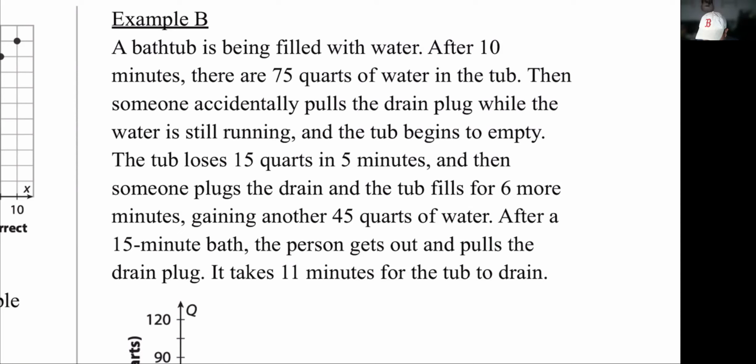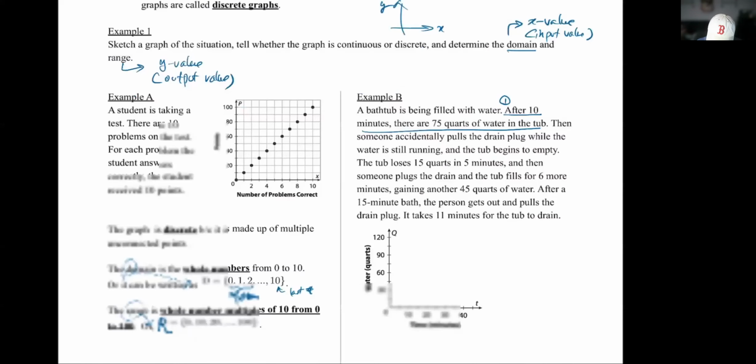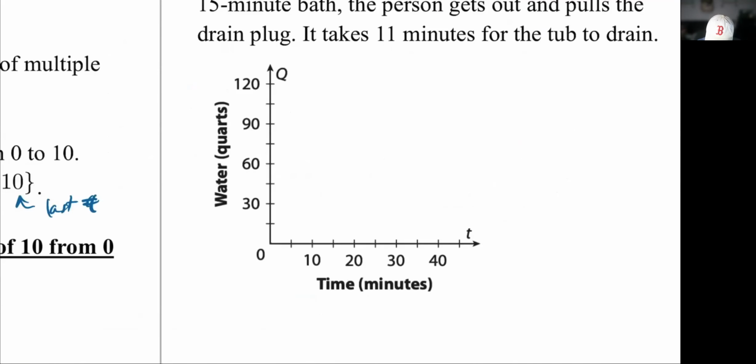Okay, let's try to graph this, shall we? After 10 minutes, there are 75 quarts of water in the tub. That's the first point. Well, we would start with 0, 0, right? Exactly. And then we'll run continuously for 10 minutes. That's the x-axis. For 75 quarts, that's the y-axis. Let's do that. The first point will be 0, 0. 10 minutes is here somewhere.